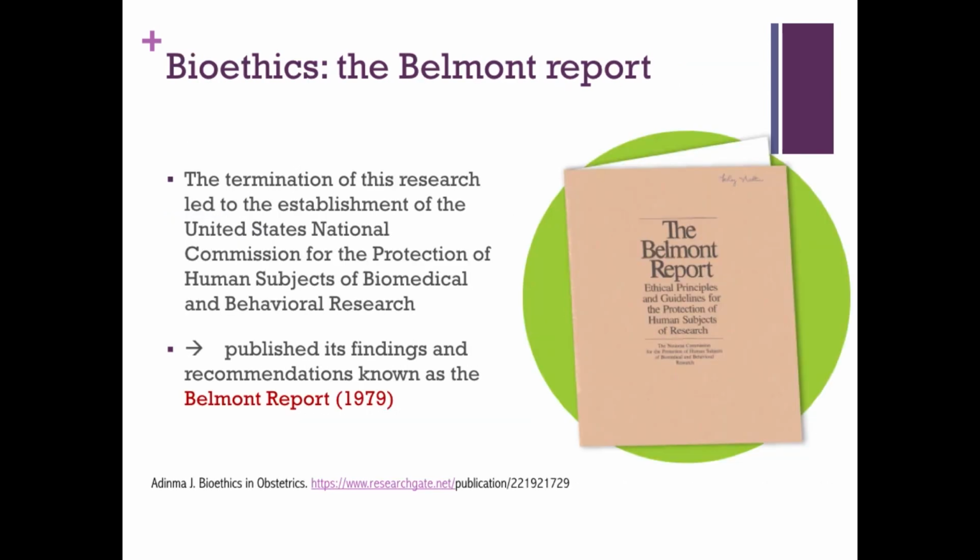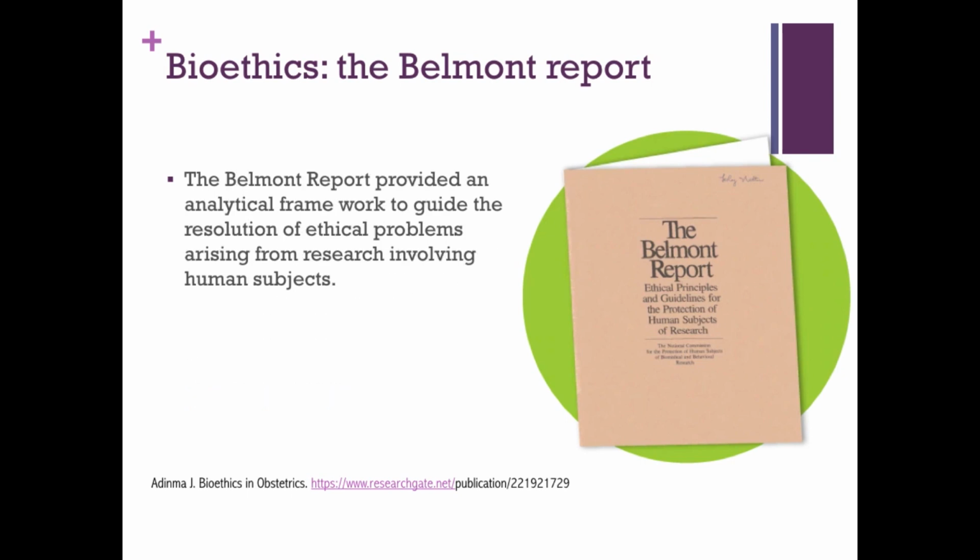The termination of this research led to the establishment of the United States National Commission for the Protection of Human Subjects of Biomedical and Behavioral Research, and they published their findings and recommendation, which is now known as the Belmont Report of 1979. The Belmont Report provided an analytical framework to guide the resolution of ethical problems arising from research involving human subjects.